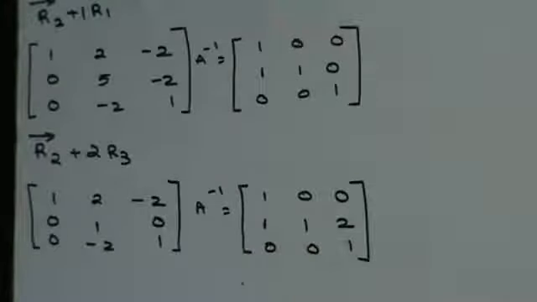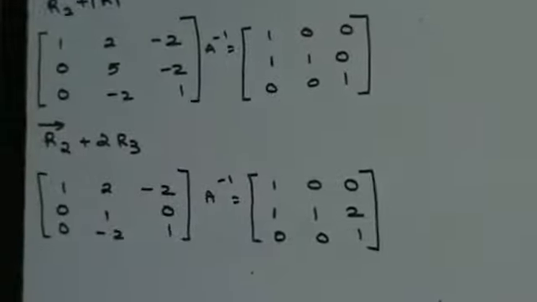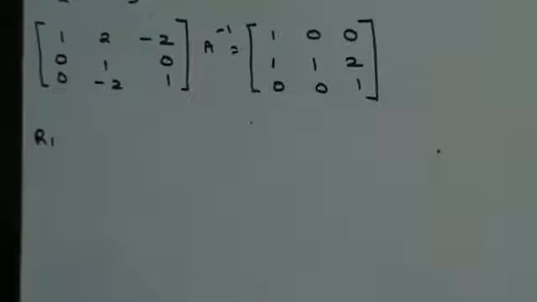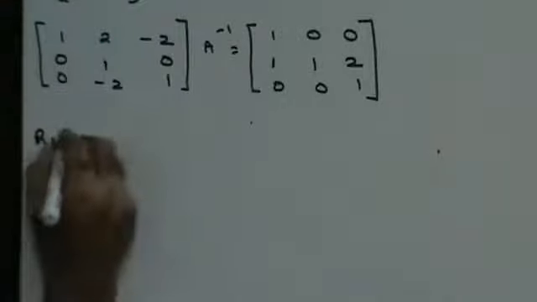Now, I need to convert the numbers in positions 6 and 4 to 0, right? I need to convert the number here and the number here to be 0. Where is that number? In R1. What is the number? 2. What is the complement of 2? Minus 2.